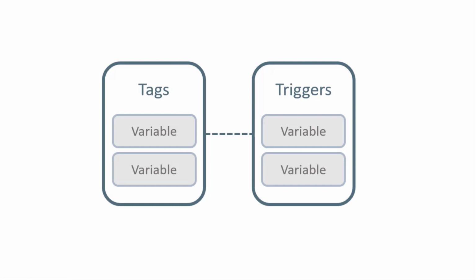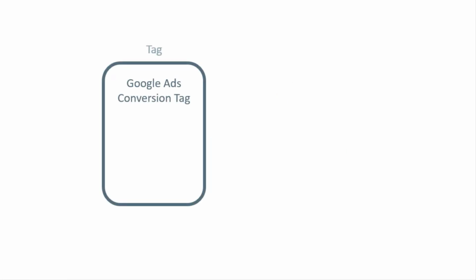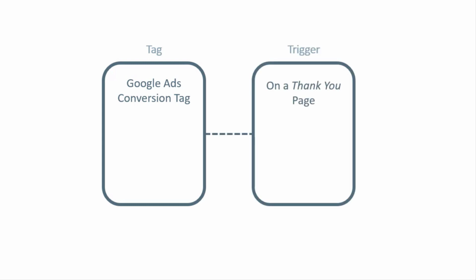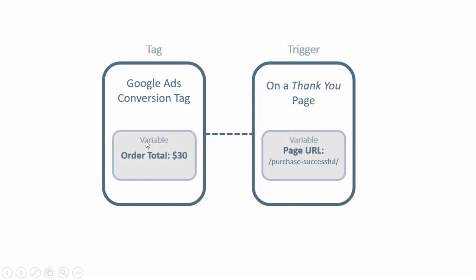So if we try to illustrate this example, Google Ads conversion tag is a tag because when it is fired, it sends the data about the conversion to Google Ads. Then on a thank you page is a trigger. The type of this trigger is page view, and the URL right here is the variable because we need to make the page view trigger more precise. So if the page URL contains or page path contains purchase successful or something else, depending on what is the URL of your thank you page, then this trigger will be activated and this trigger will fire this tag. And together with this tag, we can send some additional data, let's say order total, which in this case is $30.